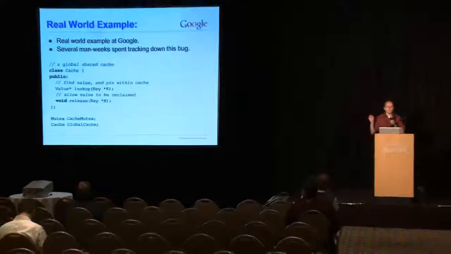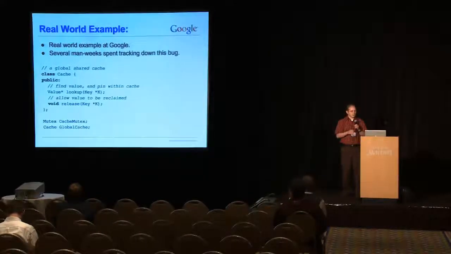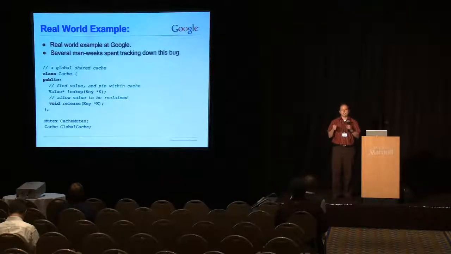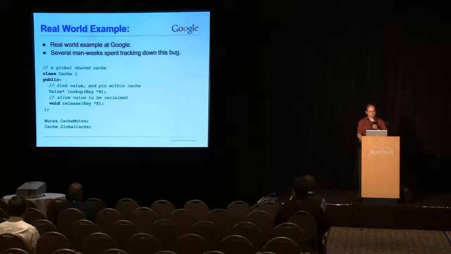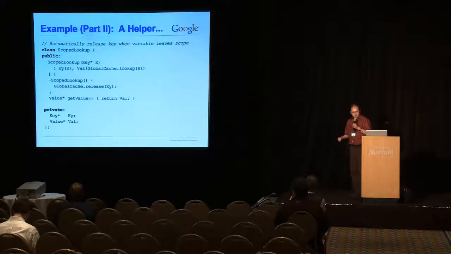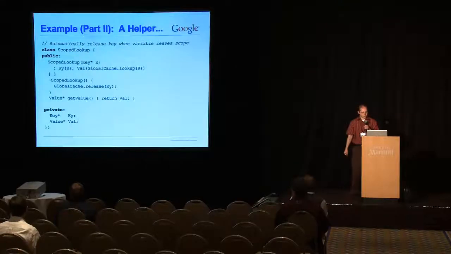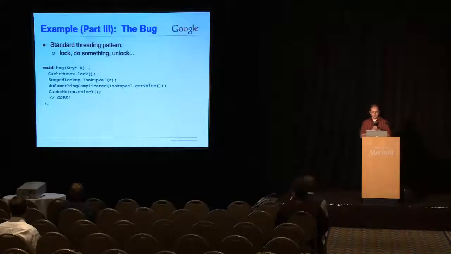So this is going to be multiple slides. The first bit is we implement a cache. And this cache allows you to look up a value. And once you've looked up the value, that value is pinned within the cache. So it's going to keep that in the cache until you release the value. And then we defined a global cache, which is protected by a mutex. Secondly, we write a helper class to handle the pinning and unpinning for us so that it pins in the constructor and releases it in the destructor. So far, so good.